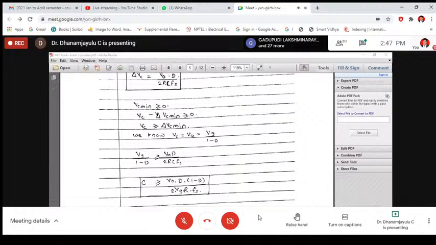Based on the capacitor, it is also the same. C1 you can calculate as I0 into D upon Fs into delta V, where delta V is the ripple voltage. Based on the ripple voltage, you can calculate the capacitor values. So this is a simple SEPIC converter I have designed with an input voltage of 50 volts, and I need to enhance the output voltage to 400 volts. I have considered a duty cycle of 90%, and the switching frequency is 50 kilohertz.